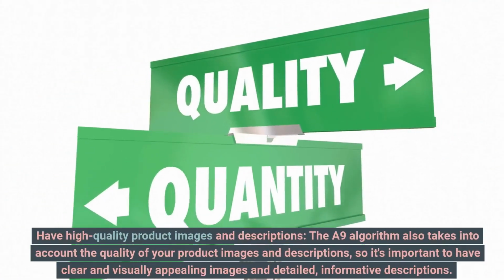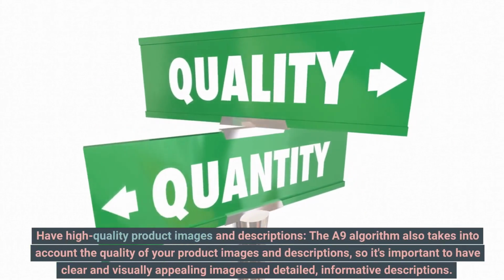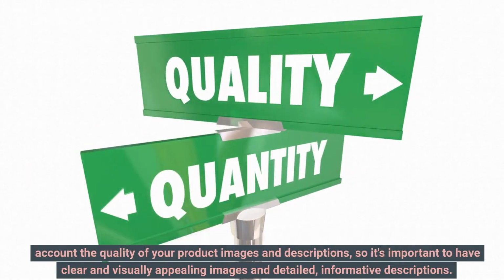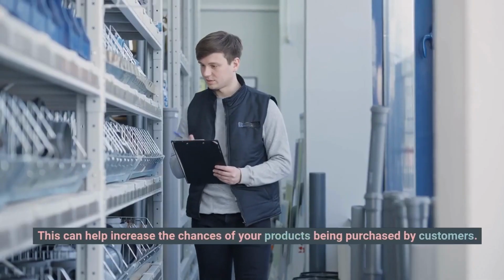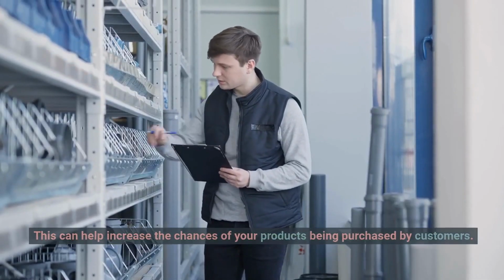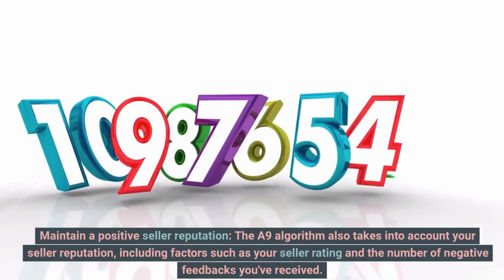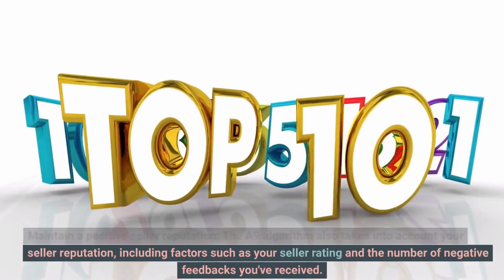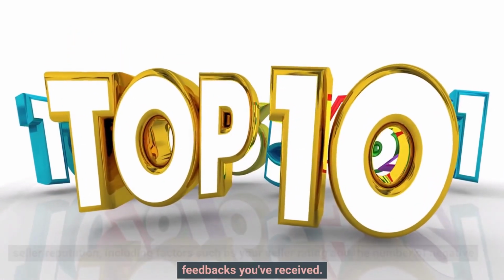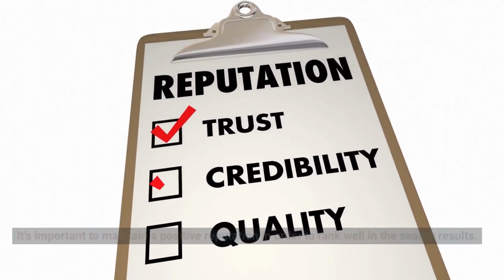Have high-quality product images and descriptions. The A9 algorithm also takes into account the quality of your product images and descriptions, so it's important to have clear and visually appealing images and detailed, informative descriptions. This can help increase the chances of your products being purchased by customers. Maintain a positive seller reputation. The A9 algorithm also takes into account your seller reputation, including factors such as your seller rating and the number of negative feedbacks you've received. It's important to maintain a positive reputation in order to rank well in the search results.